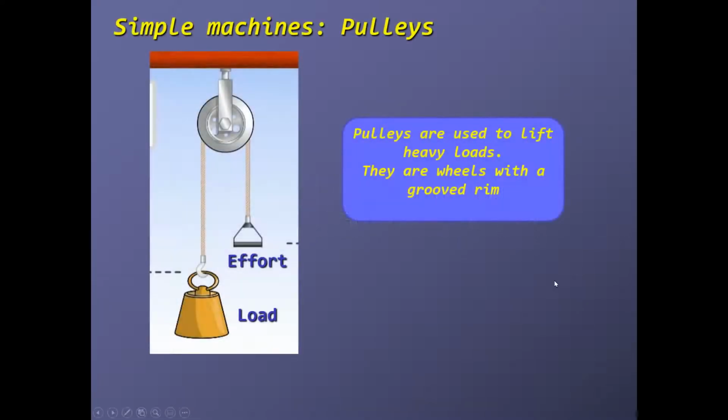Okay, guys, we're going to continue with mechanisms. We already started with simple machines, talking about levers, and now we're going to continue with another simple machine that is the pulley. This is the system that you, for sure, already know. So pulleys are just wheels with a groove inside, and they are used to lift weight.